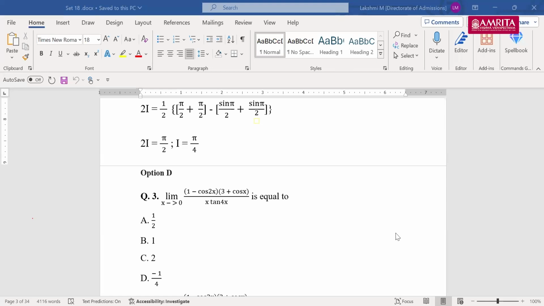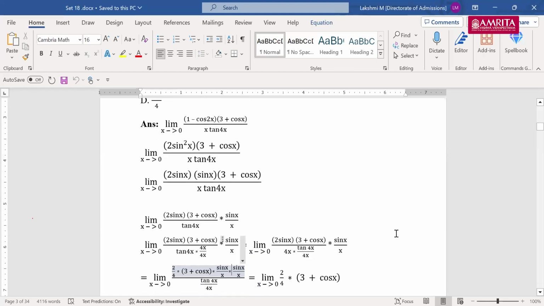Yes, we'll start solving this question. Very simple question. Yes, this is what I have. In the previous question itself, we have just replaced 1 minus cos 2x. Sine square x is equal to 1 minus cos 2x by 2. So here it's 2 sine square x, into 3 plus cos x, by x tan 4x.